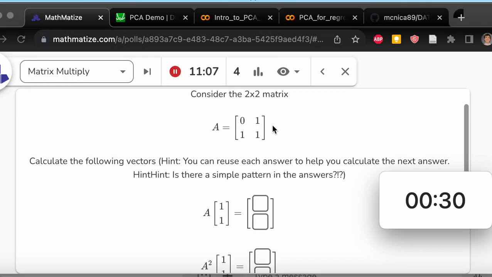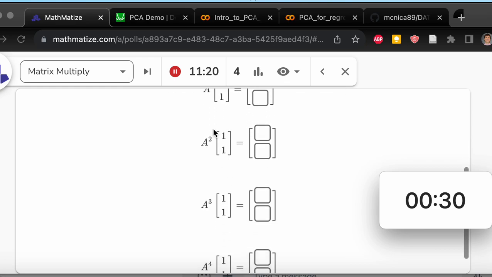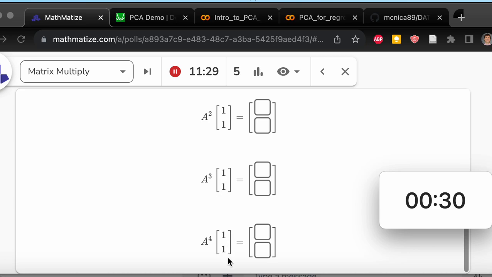And there are a couple hints. One hint is that you can reuse each answer to help you calculate the next answer. So if you know the answer to A times 1, 1, then how does that help you compute A squared times 1, 1? You should be able to do it a little bit faster. And if you know A squared times 1, 1, you should be able to compute A cubed times 1, 1, and so on. And if you look at the numbers, there's a nice pattern that emerges. And you should, for example, compute A to the 4 times 1, 1.